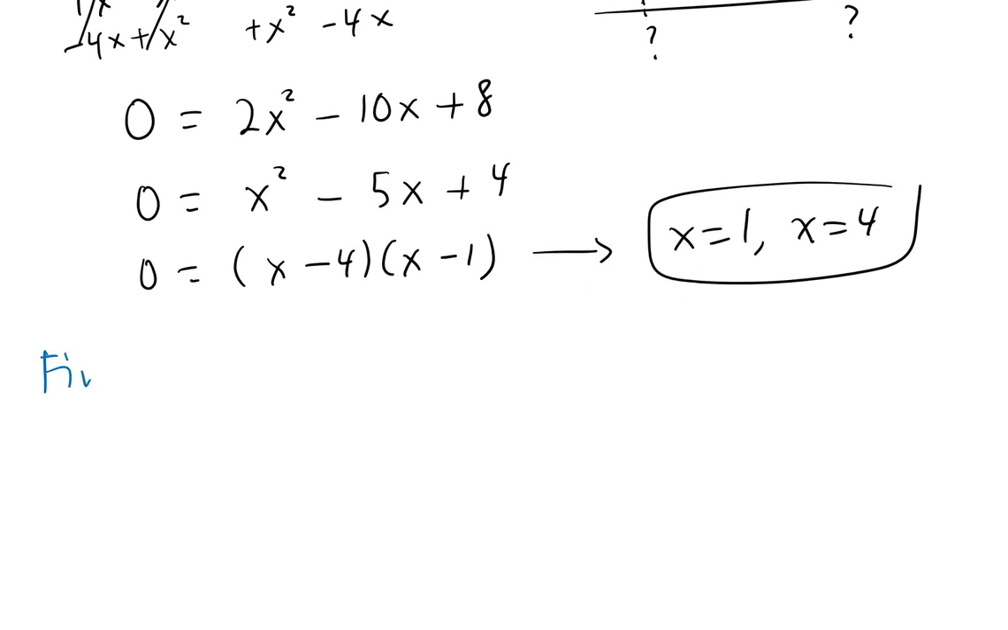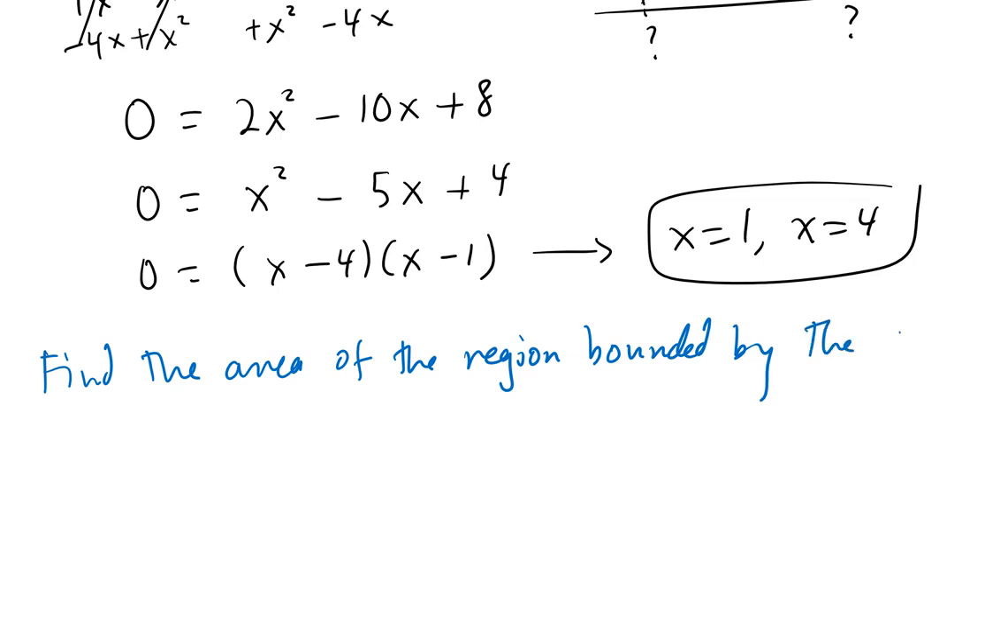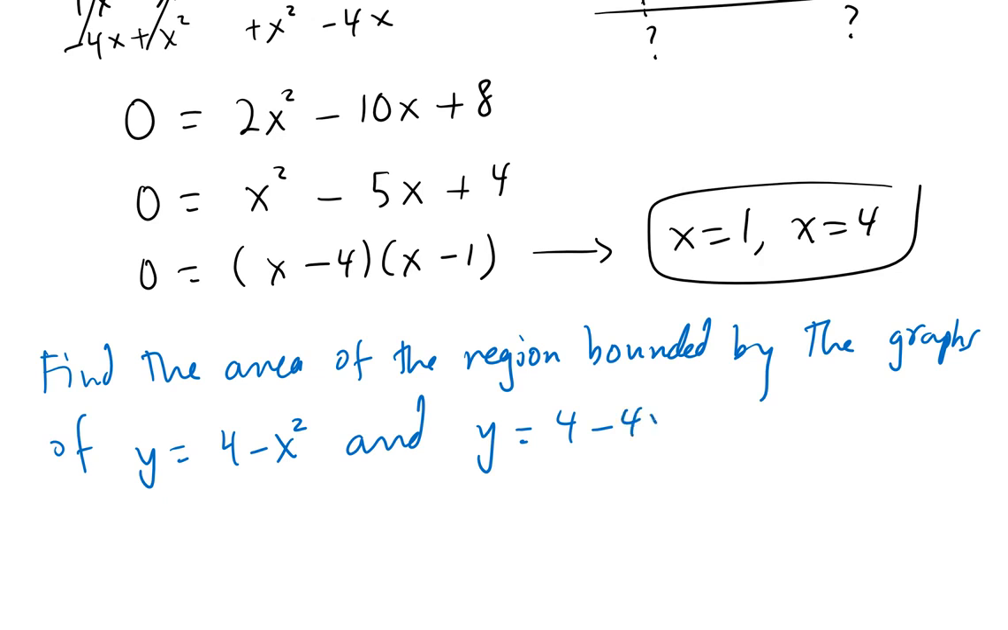Example: find the area of the region bounded by the graphs of y equals 4 minus x squared and y equals 4 minus 4x.